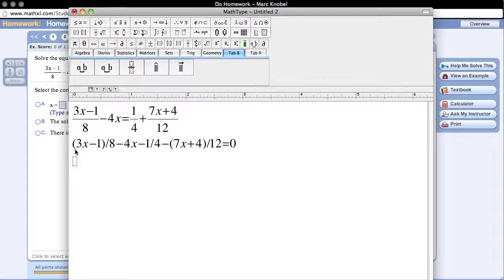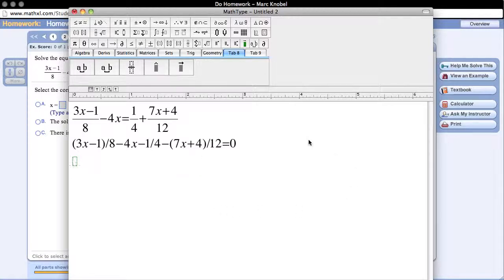The expression that you get on the left, in this case 3x minus 1 over 8 minus 4x minus 1/4 minus the quantity 7x plus 4 over 12, is going to be graphed on the graphing calculator as y1. Where the graph crosses the x-axis, y is equal to 0. So where the graph of that function crosses the x-axis will give us the x value, the x-intercept, that solves this equation. And this second equation is equivalent to our first equation.